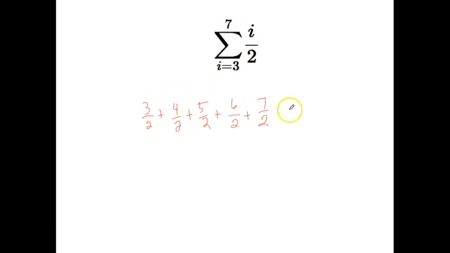And you would just sum all these numbers up. They have a common denominator. You'd figure out what your answer is, and that would be your answer to this summation.